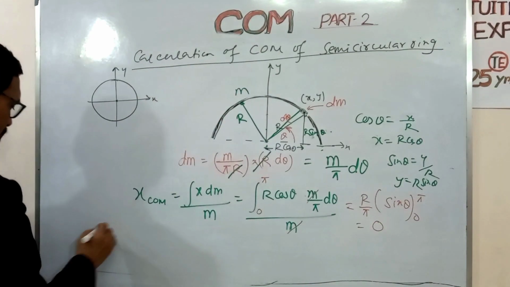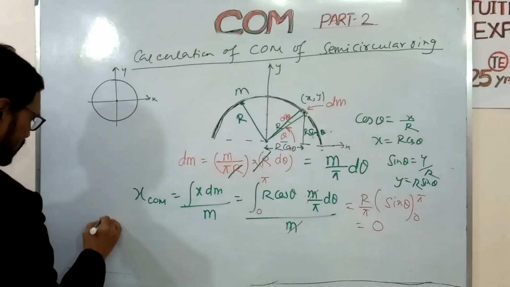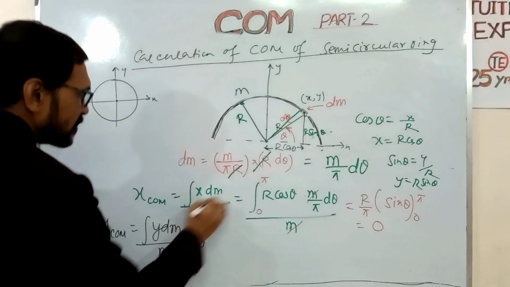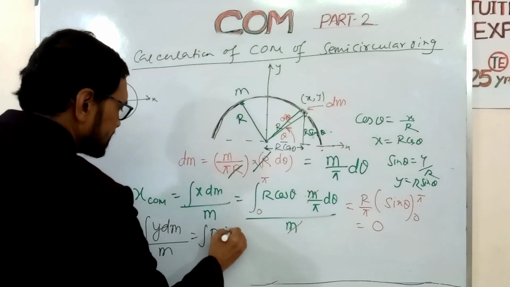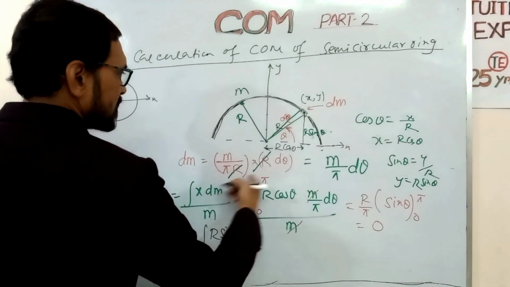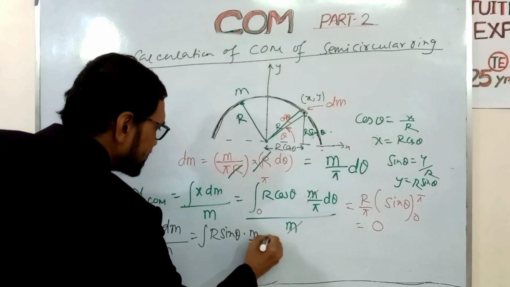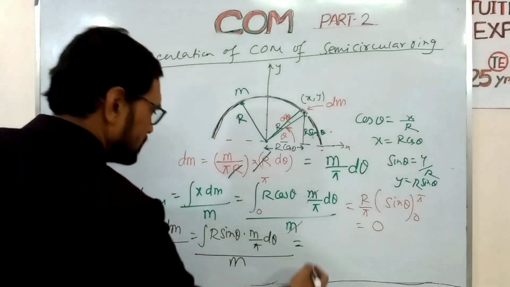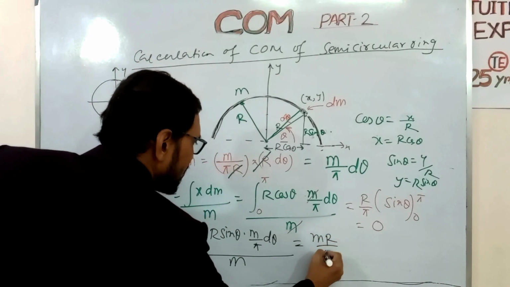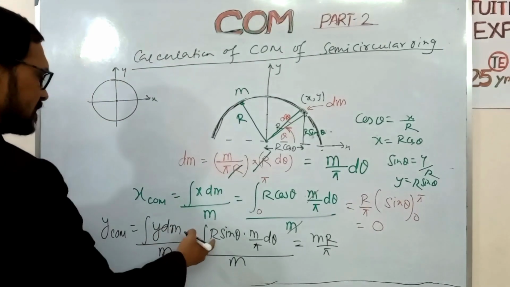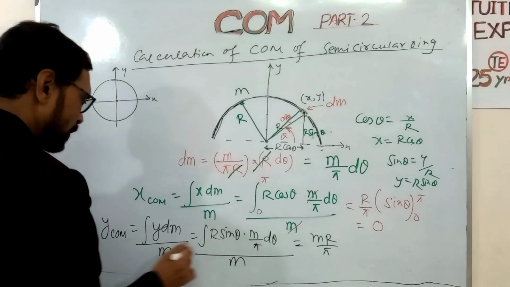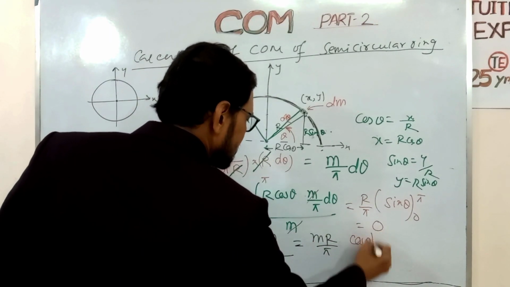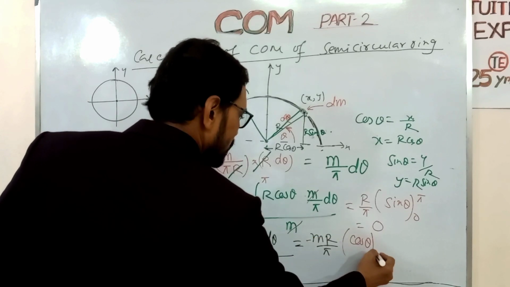Now to find the y coordinate, y_cm equals integral of y dm by m. What is y? y equals r sin theta, and dm equals m by pi d theta, divided by total mass, which gives m r by pi. The integration of sin theta, where theta varies from 0 to pi, sin theta d theta is minus cos theta from 0 to pi.